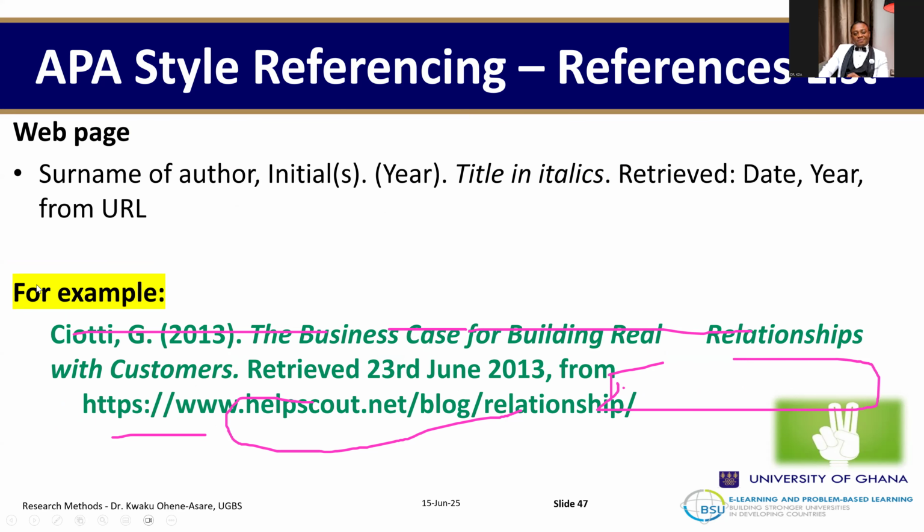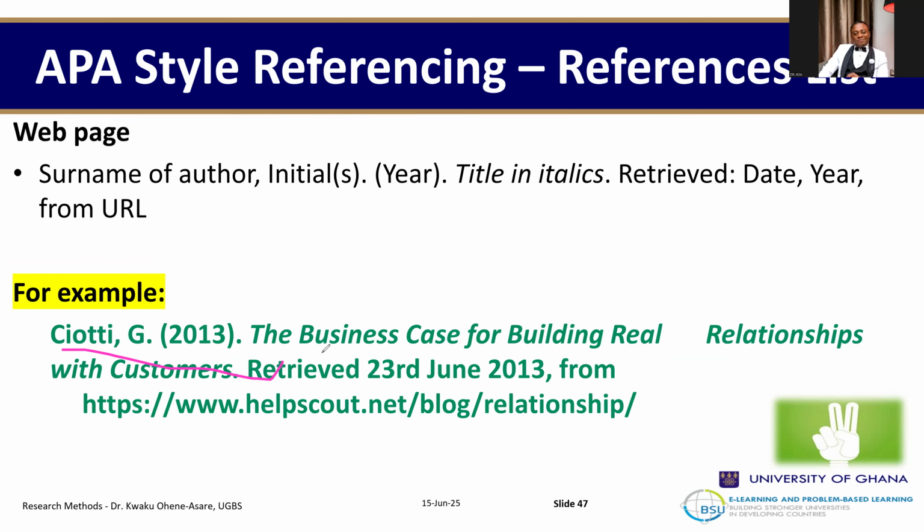This web page, the same thing. If it is a web page, you write the name of the author, then the initials, of course, then the year, then the title in italics. It's not like that with journal. The title here is in italics. And then you have the date you retrieve. So you write the date you took the article. So if you retrieve the article on 23rd of June, 2013, you indicate from where. Now you indicate the source. That's where you put in the URL of the website.